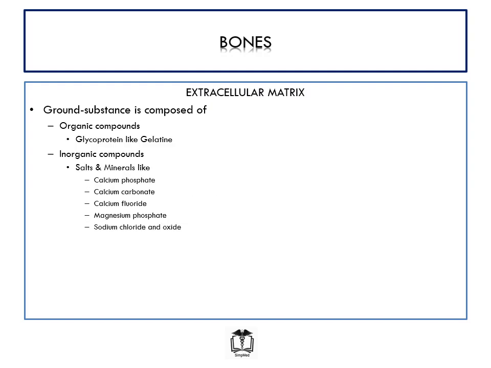Let's talk about the second component of the bones, which is the extracellular matrix. The extracellular matrix of bone, like I said, is divided into two parts: the ground substance and the extracellular fibers. The ground substance is composed of organic and inorganic compounds. The organic compounds in ground substance include things like glycoprotein, like gelatin. The inorganic substances of the extracellular matrix contain salt and mineral-like structures, which could be calcium phosphates, calcium carbonates, calcium fluoride, magnesium phosphate, and then sodium chloride. You notice a lot of calcium and phosphate are found within the inorganic compound, and that's the reason why we say they tend to store large amounts of calcium and phosphate within them.